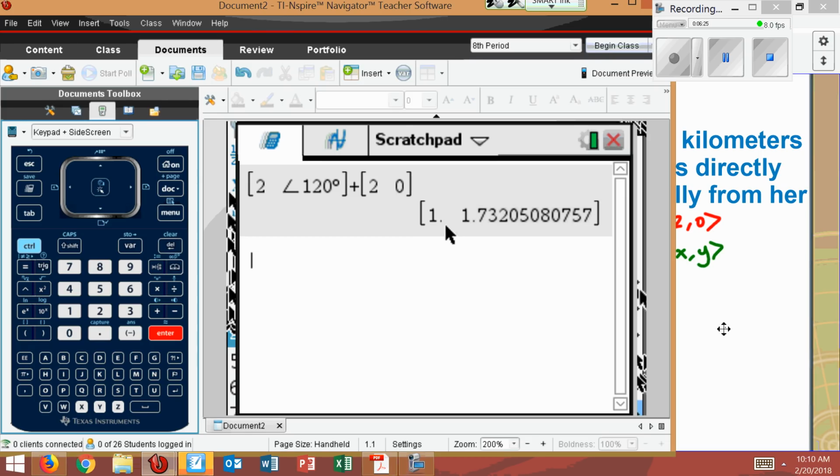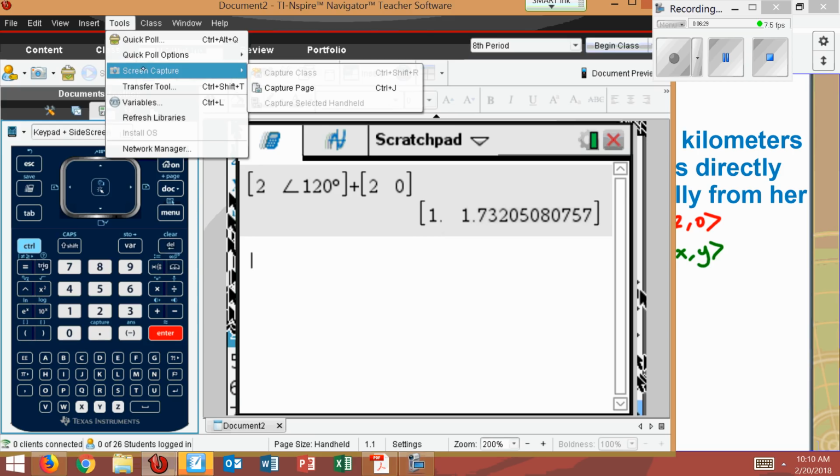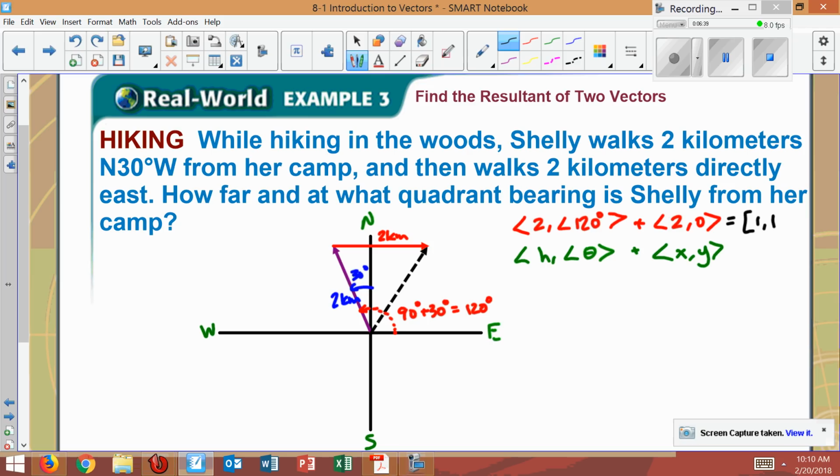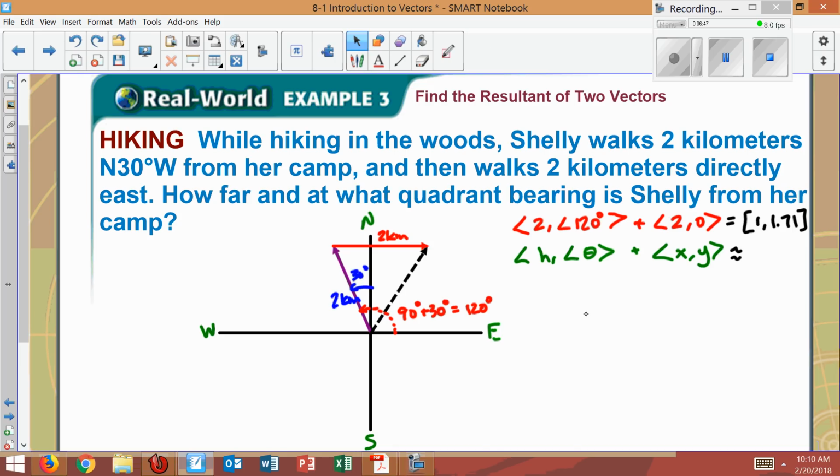So this right here, let me just take a picture of this, so if we need it, would represent our value. So it says, and I'm just going to round it here, we'd have a value of 1, comma, 1.71. Now I can also change that and put it into h, comma, angle. Let me show you how we do that, because it says how far and what quadrant bearing. So I need this as an angle.